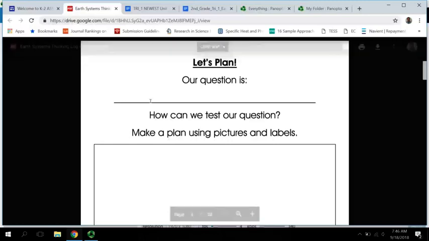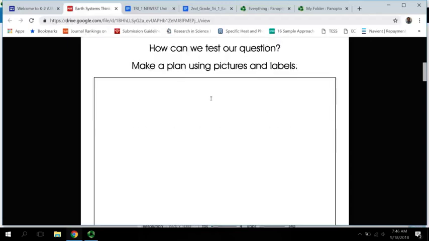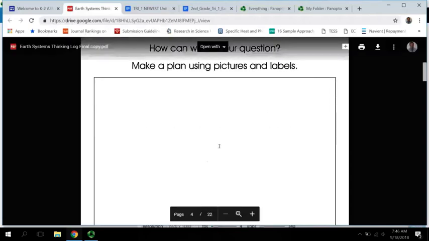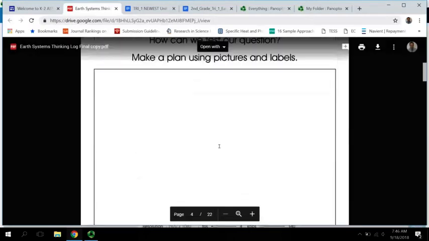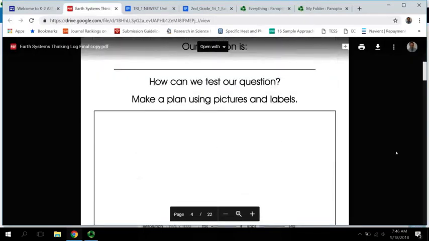So our question is going to be something along the lines of, how does a river change the land around an area? This is an area where they can draw pictures to kind of set up their design. And then the rest of this lesson is going to be kind of fleshing out your ideas.